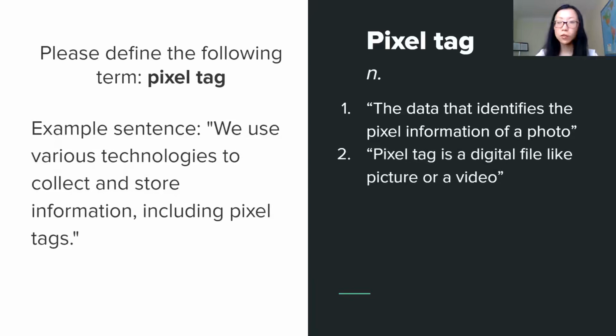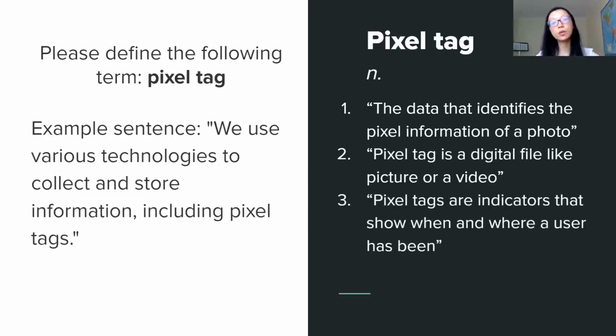Others got closer. So we had a response that says pixel tags are indicators that show where and when a user has been. So this respondent seems to have known the purpose of pixel tags, but maybe wasn't very clear on the exact mechanism by which they work. But not bad, actually. And still others went, okay, pixel tag. I know what each of these words mean separately, but you put them together and I don't know, which is, again, very valid because they recognized that they had no idea what pixel tags were. So again, this is also a very illuminating response.